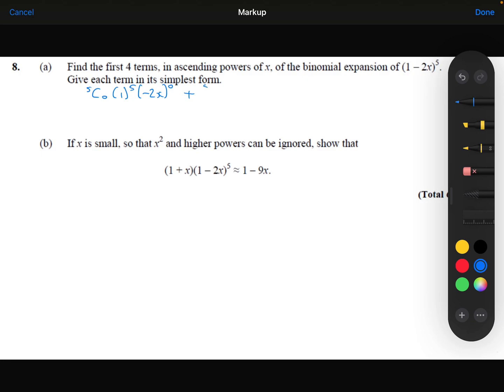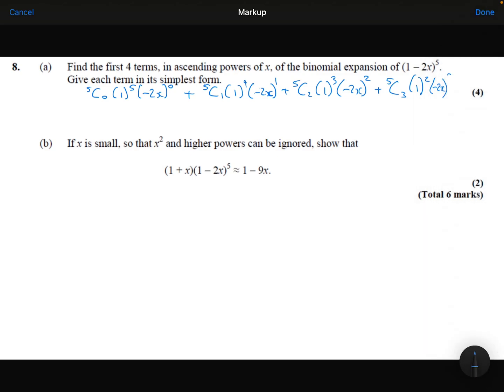My second term would be 5C1, 1 to the power 4, (-2x) to the power 1. My third term would be 5C2, 1 to the power 3, (-2x) to the power 2. And my fourth term would be 5C3, 1 to the power 2, (-2x) cubed.